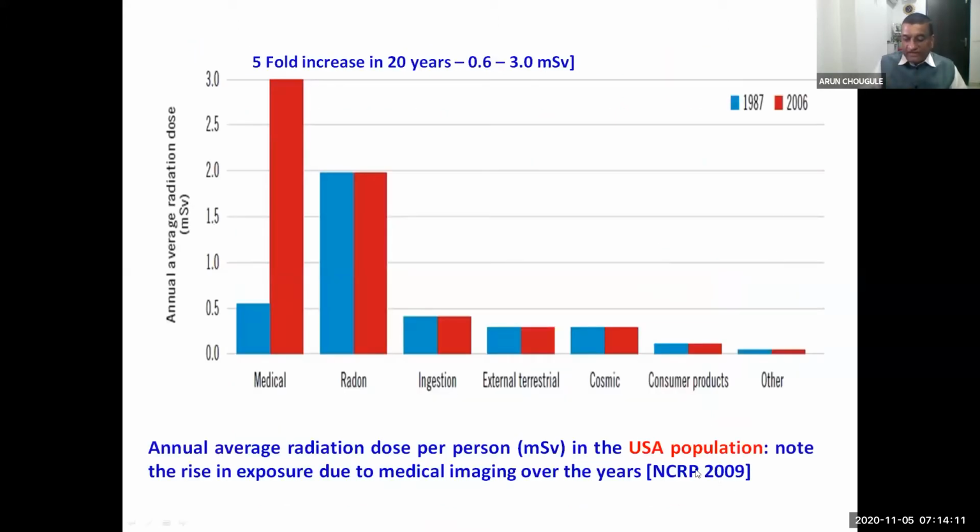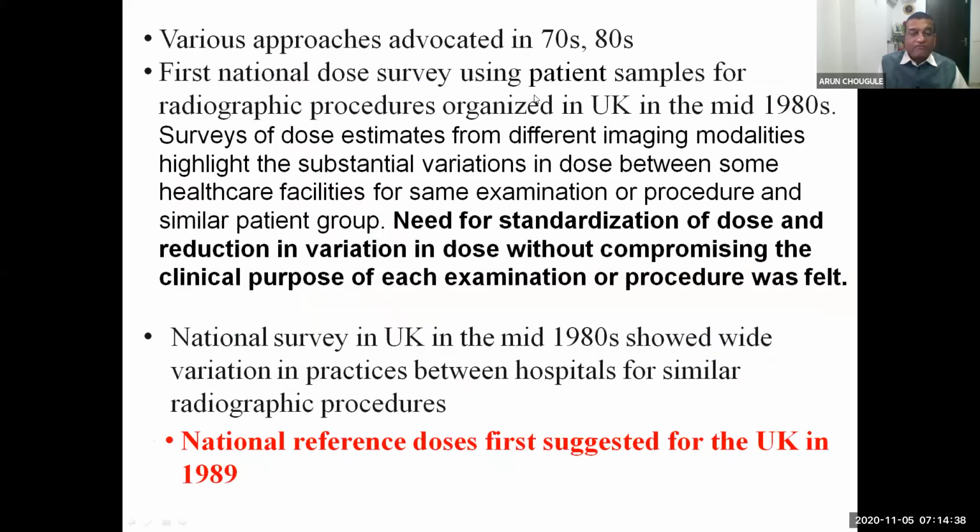There is another study, the NCRP report 2009, which shows that from 1987 to 2006, almost a 20-year period, the increase in medical diagnostic procedures or radiation dose level was 5-fold, from 0.6 to 3 millisievert, the highest dose increase being in the USA because of the very high growth of diagnostic procedures. And therefore, as you know very well, radiation is a double-edged sword. Radiation can cause hazardous effects, and therefore we have to keep the radiation dose as low as reasonably achievable.